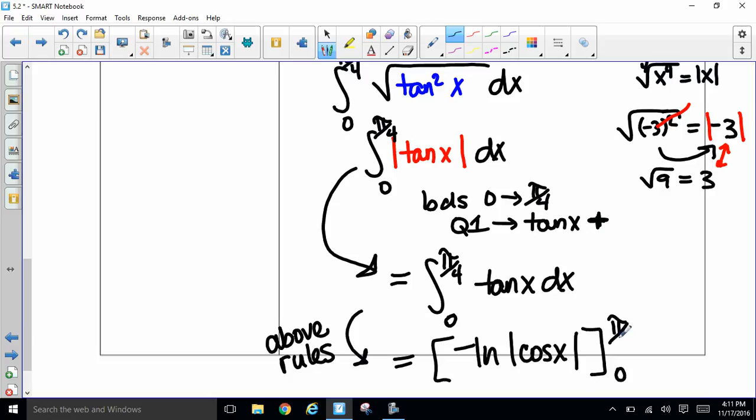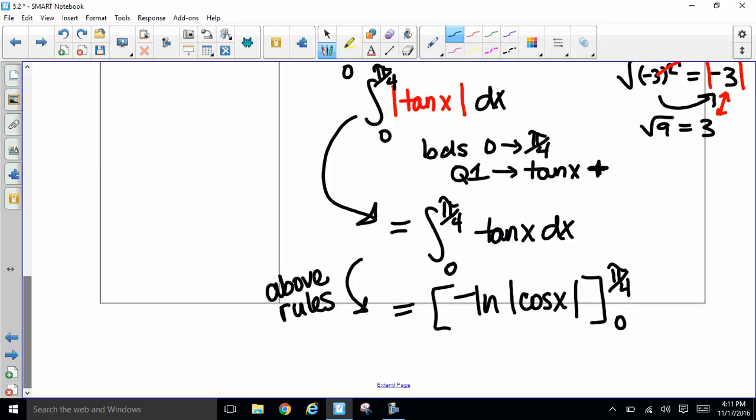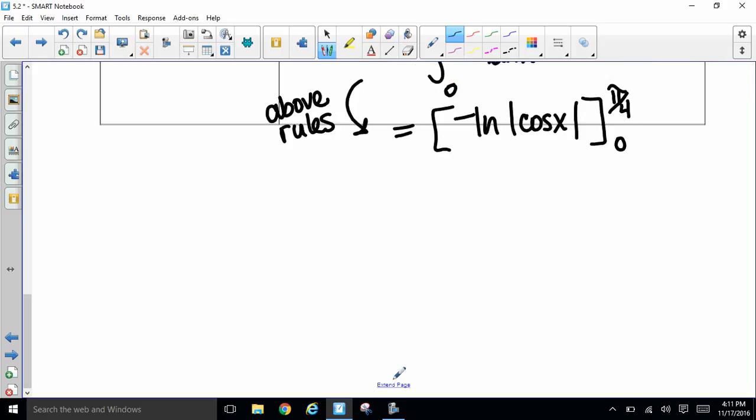In which case I stayed with x all the time so I don't change my bounds. If you do u-sub, you do change your bounds. So again, the nice part about it being a video, pause and do whichever way you think you would do. Then we should all get the same final answer. So if I plug in, I get negative natural log of cosine of pi over 4, which is root 2 over 2, and absolute values really aren't going to matter there, minus a negative natural log, so that's really plus, of the absolute value of cosine of 0, which is 1.